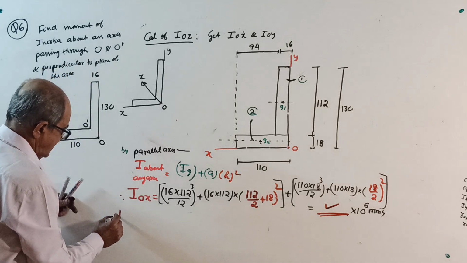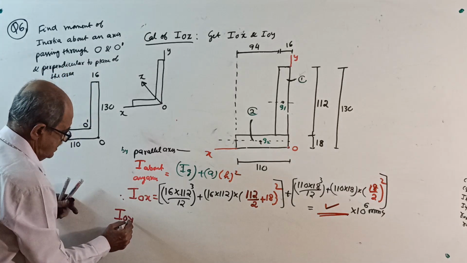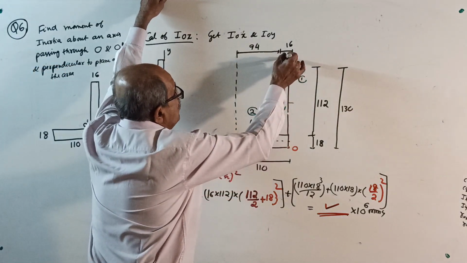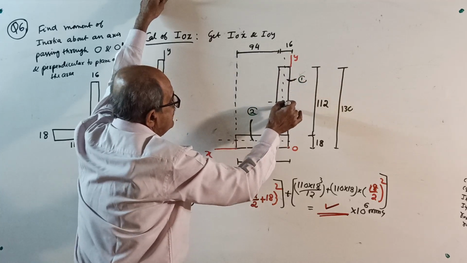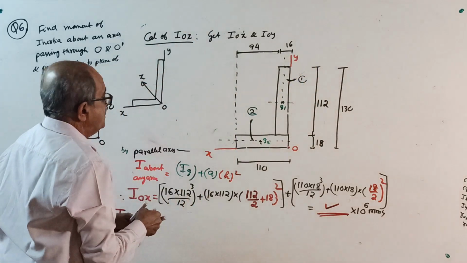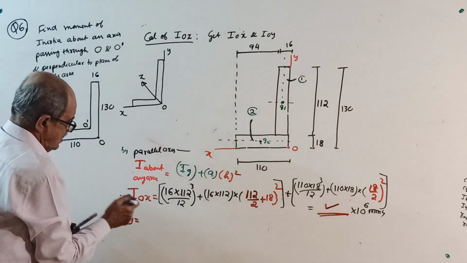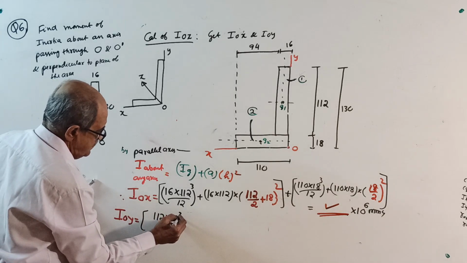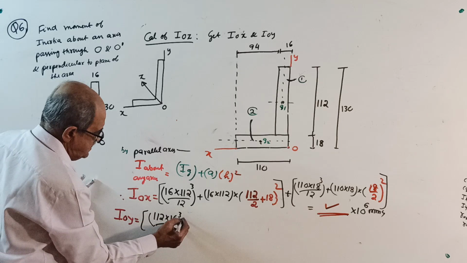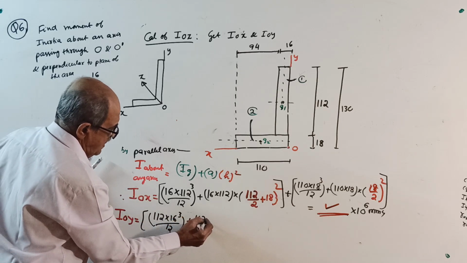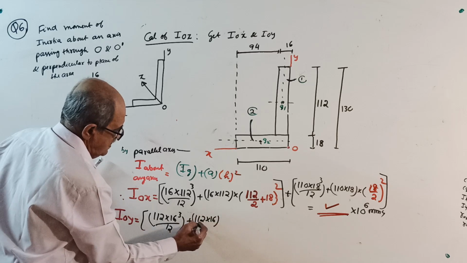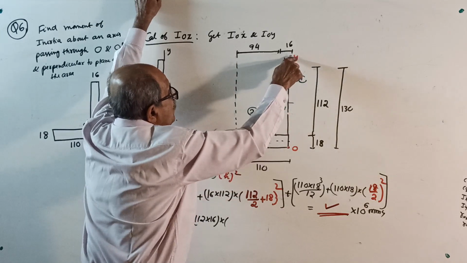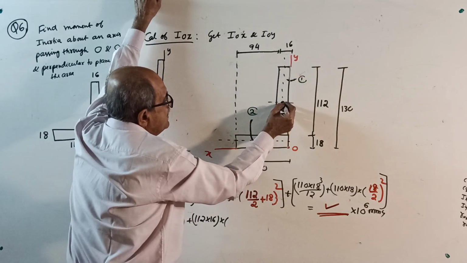Then I about OY equal to, start. I about OY. First about its own centroidal axis: 112 into 16 cube by 12. 112 into 16 cube by 12 is Ig, plus area, 112 into 16, is the area, into the distance of its centroid from the OY axis, this distance square.